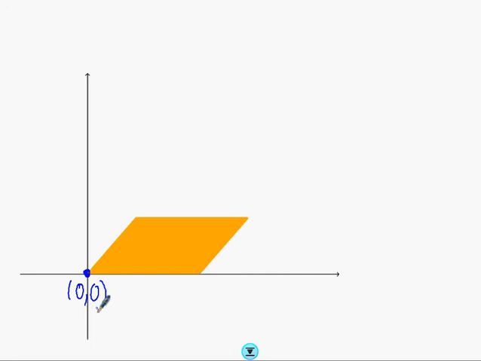Again, always the point (0, 0). Frequently we'll have here the point (a, 0). I don't know how wide it is. And okay, we're going to do a parallelogram. So I've got to go over a little bit. I don't know how far. I'll call it b. And then I go up some more. I don't know how far. I'm going to call it c.